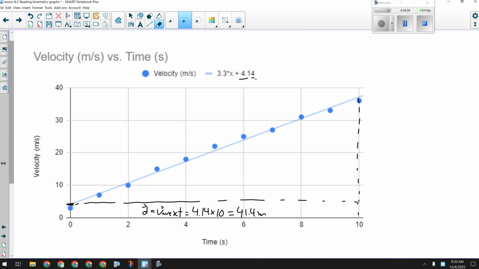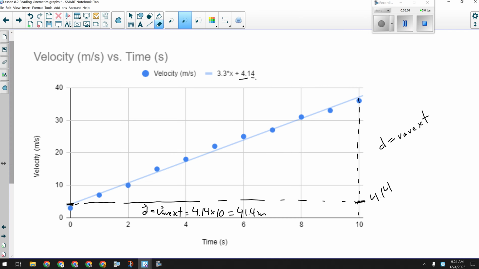Now, I still want to do this. I still want to say d equals average velocity times time. Is the time still 10 seconds? The base of this triangle is still 10 seconds. So that part's still going to be the same. But I've got a triangle, not a rectangle. So if I want to find the area of a triangle, it's base times height over 2. Now, this triangle doesn't start at 0, does it? It starts here at 4.14.